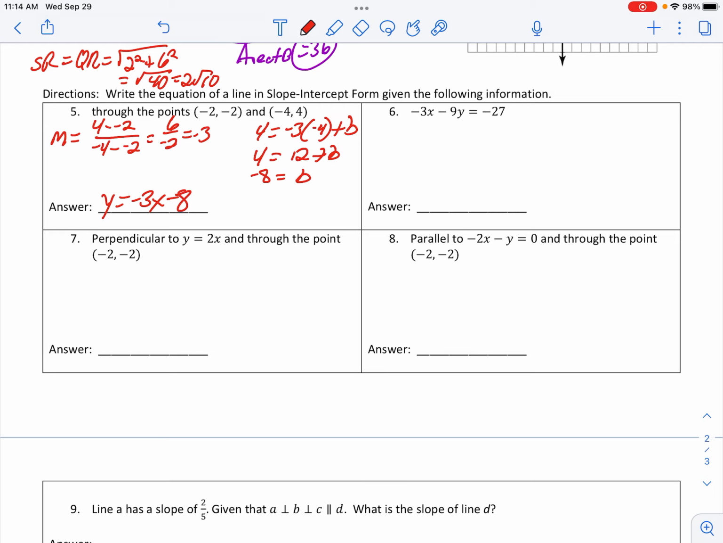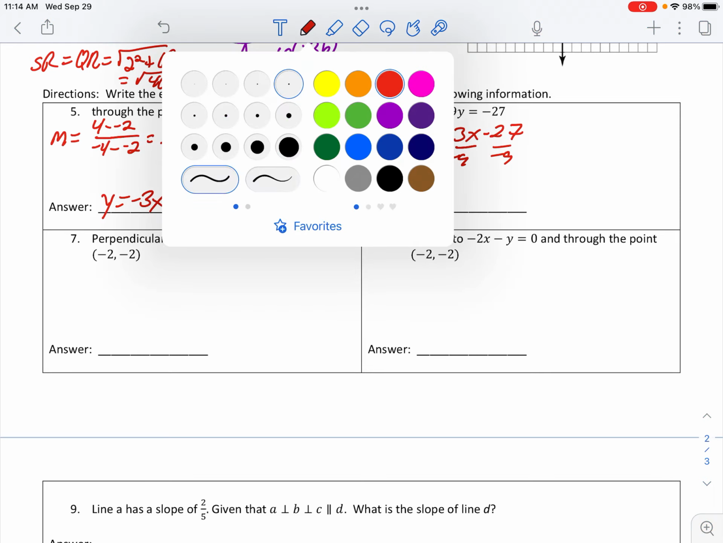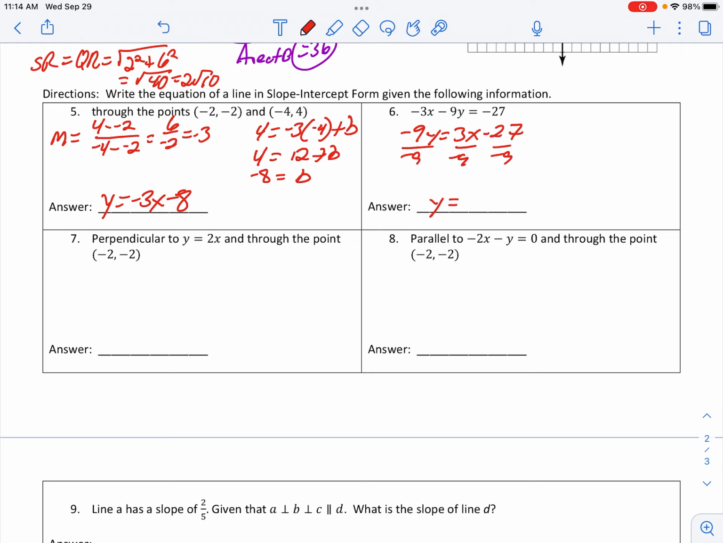Okay, number 6, you got to solve for y. All right, get y equals here, and I'm going to add 3x to both sides. Then I'm going to divide both sides by -9. Now, as I divide both sides by -9 here, reduce what we can. And what we end up with then is -1/3 x plus 3.